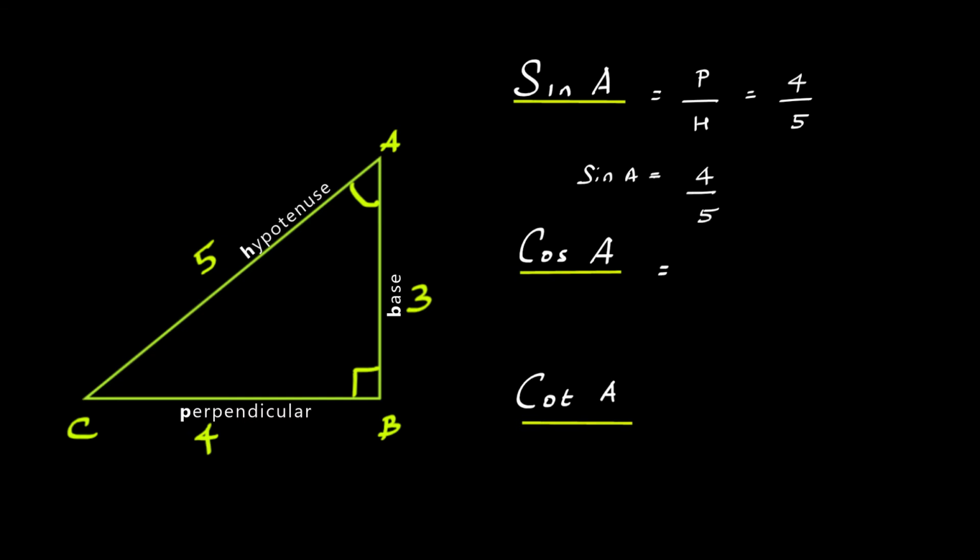Similarly, cos A is the ratio between the base and hypotenuse. So base is 3 and hypotenuse is 5. So cos A is equal to 3 upon 5.